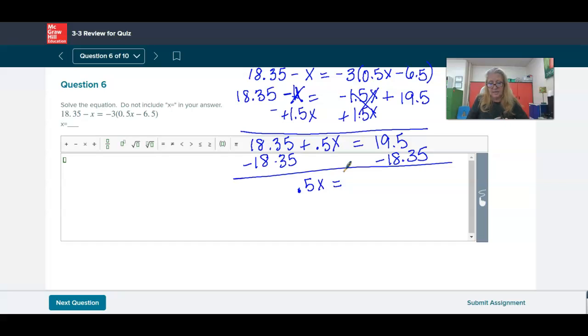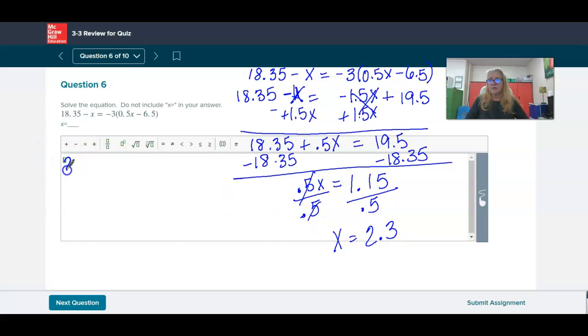19.5 minus 18.35 equals 1.15. And it's positive because 19 was positive and it was bigger than this one, right? Last step then is to divide both sides by 0.5, the number stuck to your variable. Those cancel. And 1.15 divided by 0.5 equals, answer is 2.3.